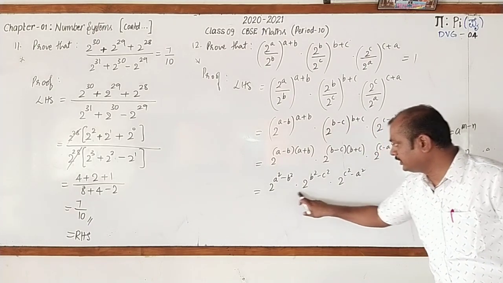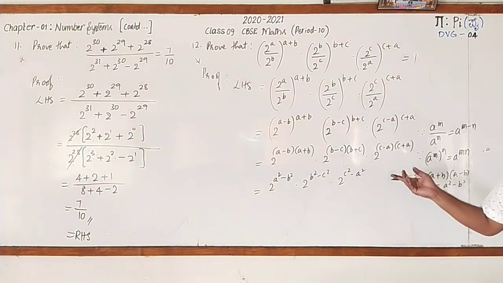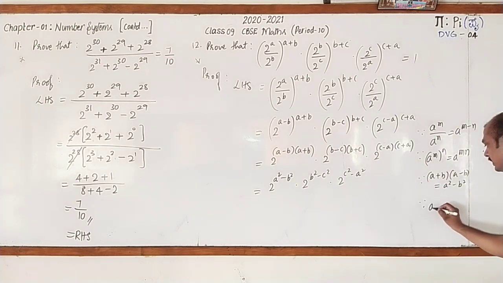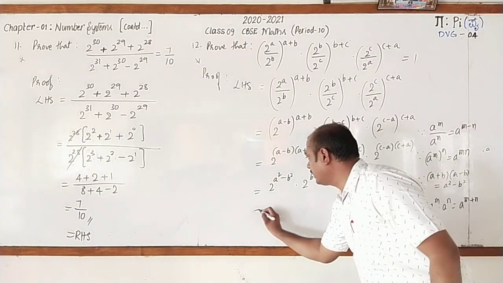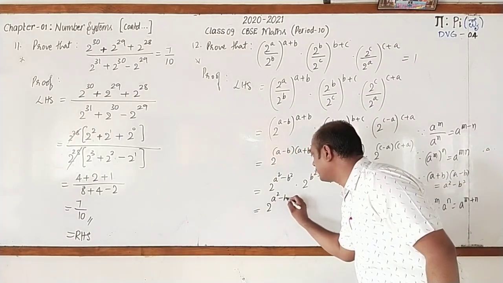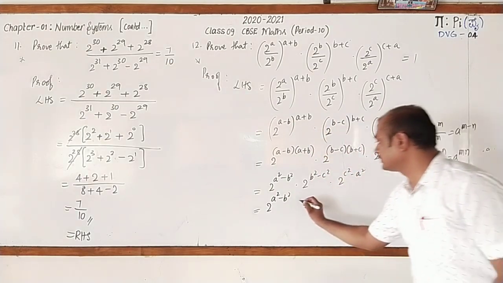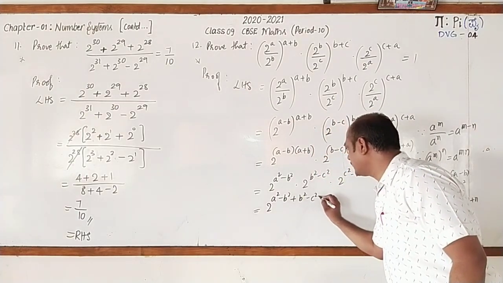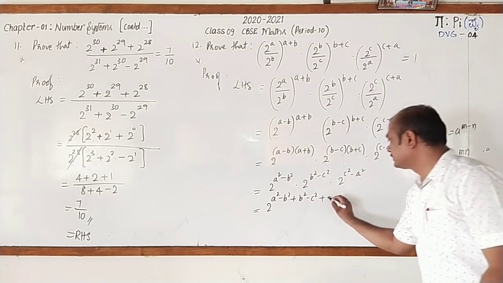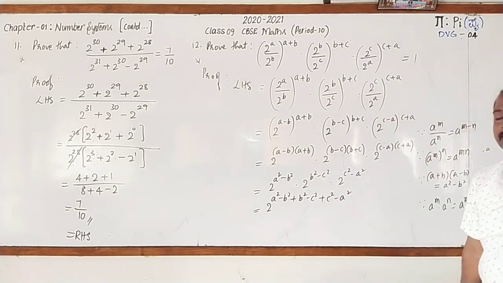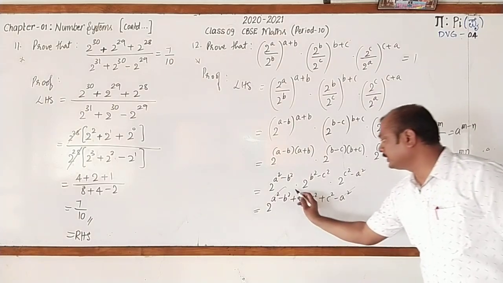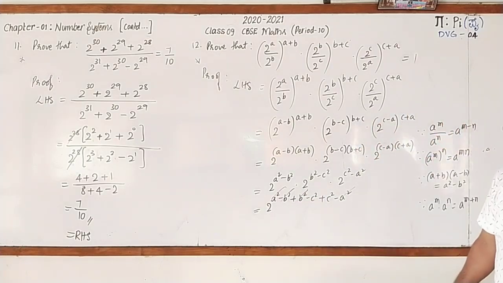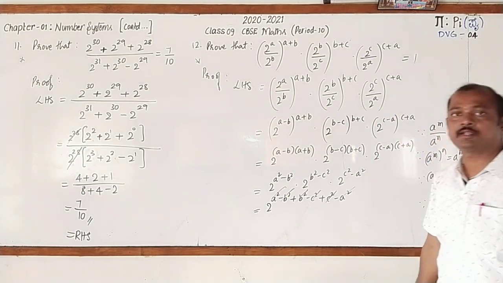Now observe, here bases are same, powers are different. You can go for using a raised to the power m into a raised to the power n equal to a raised to the power m plus n. I can write this as 2 raised to the power a square minus b square plus b square minus c square plus c square minus a square. Now observe, minus a square plus a square, minus b square plus b square get cancelled. Minus c square plus c square get cancelled.